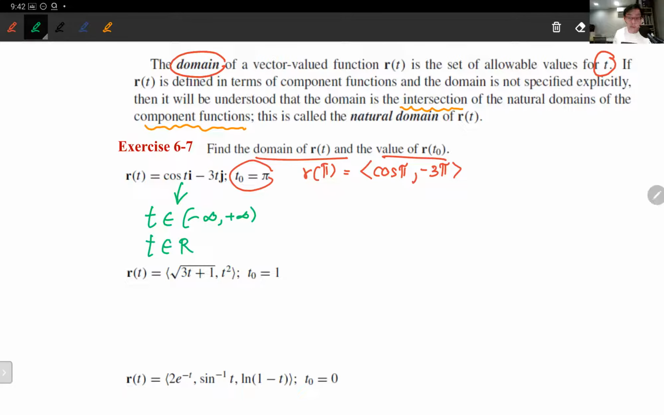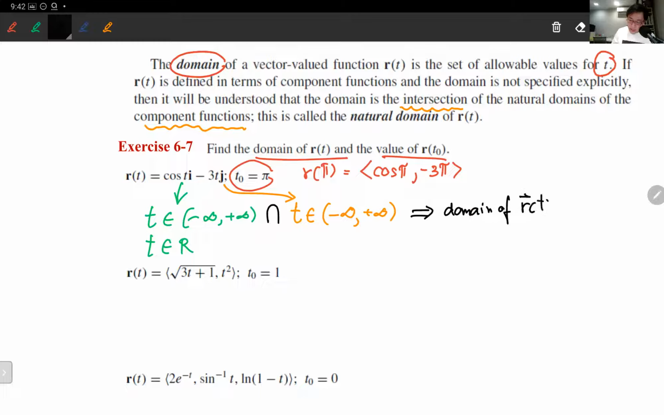But then when you look at, okay, let me put it here, 3t, same thing. There's no restriction on this. So t on this one is also everywhere. So now you do the intersection between them, and that will give you the net domain of this r. So the total domain of r(t) is just everything. Yeah, simple, something like this.